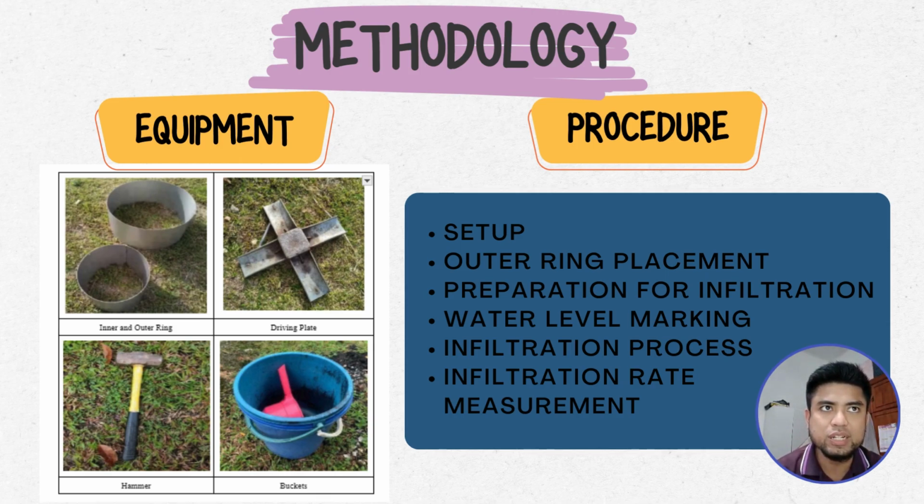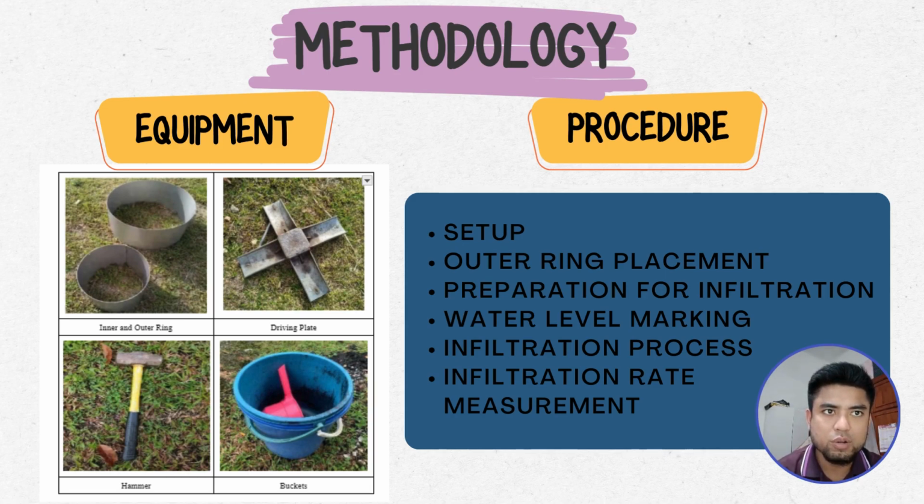Hammer, insert the inner ring about 5 cm deep into the ground. Outer ring placement: the outer ring is centered around the inner ring. The drive plate is placed over the outer ring, and the outer ring is inserted 5 cm into the ground. Preparation for infiltration: the drive plate is removed, and the inside and outside of the inner ring are cleaned to prevent interference during infiltration. Water level marking: the water level in the ring is marked at a depth of 10 cm.